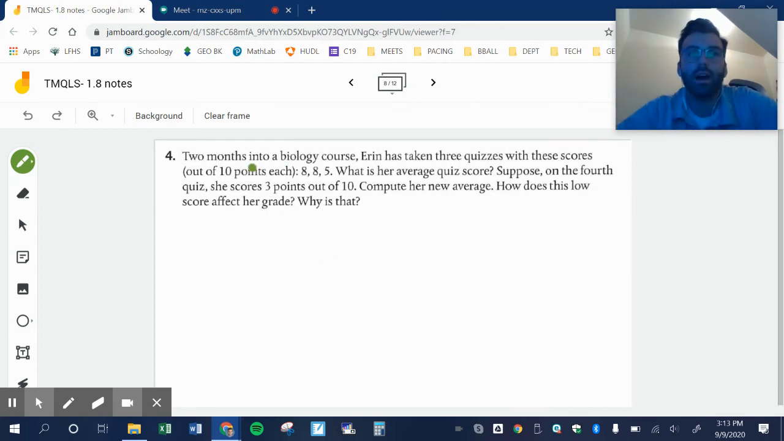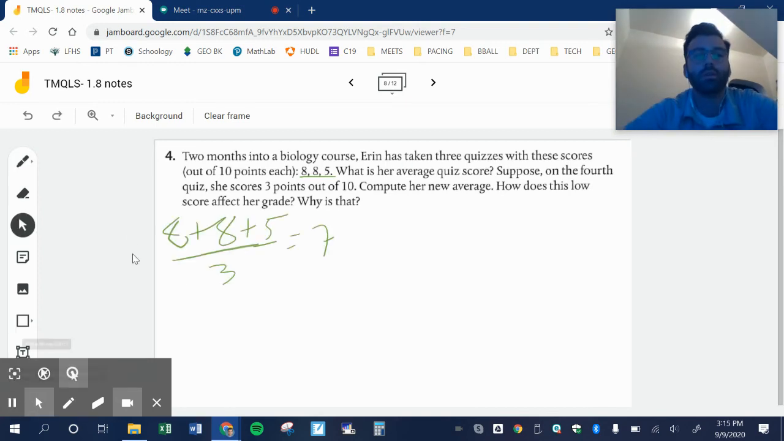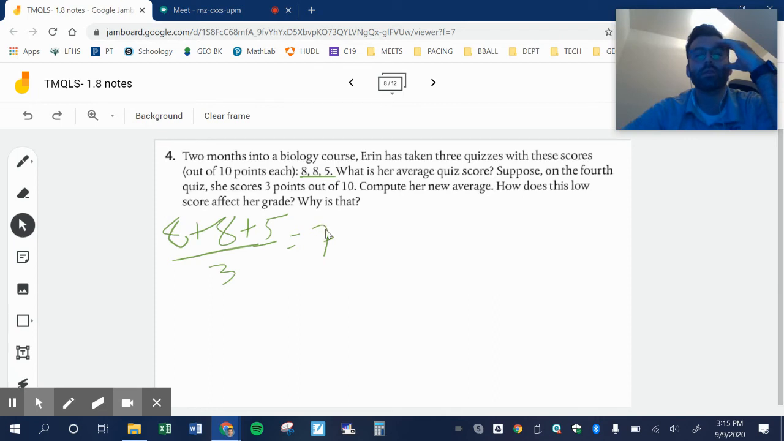Okay, 2 months into our biology course, Erin has taken 3 quizzes and scored 8, 8, 5. What's her average of the 3 scores? I find her average of those 3 scores. All right, so of those 3 scores, I got a 7. Okay, so then suppose the 4th score she scores is 3 out of 10. Compute the new average. How does this low score affect her grade, and why is that? So go ahead, and now we're going to compute the new one.